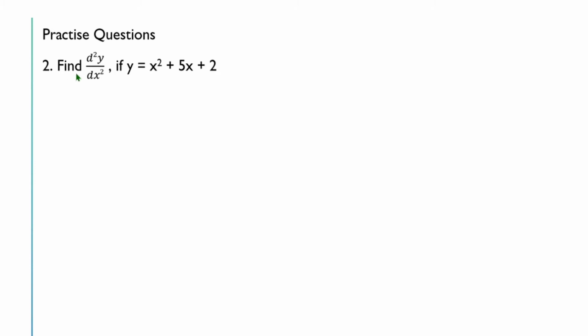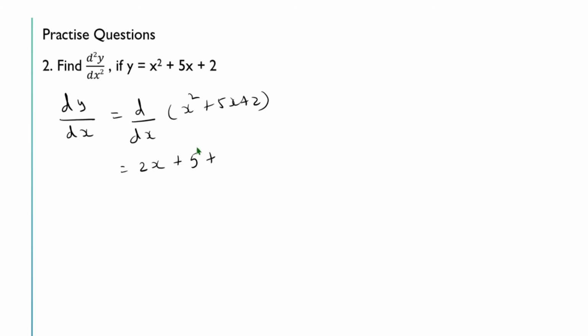Next question, find d square y by dx square if y is equal to x square plus 5x plus 2. So first we will find dy by dx. dy by dx is nothing but d by dx of this function, x square plus 5x plus 2. So this is equal to d by dx of x square is 2x plus d by dx of 5x is 5 into d by dx of x. So it is 5 plus d by dx of 2. It is a constant term, so it is 0. So dy by dx is 2x plus 5.